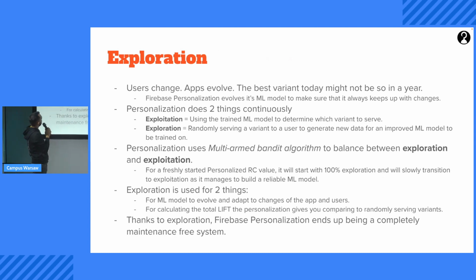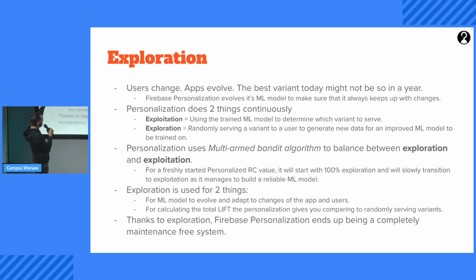So there is one more important thing. As I said, when you start a personalization, it initially starts by randomly serving variants to users, right? This is called exploration. And this is necessary because it needs to collect data, right? And one interesting thing is that it forever keeps doing this, even after it builds the machine learning model, because it uses that to evolve the machine learning model, right?